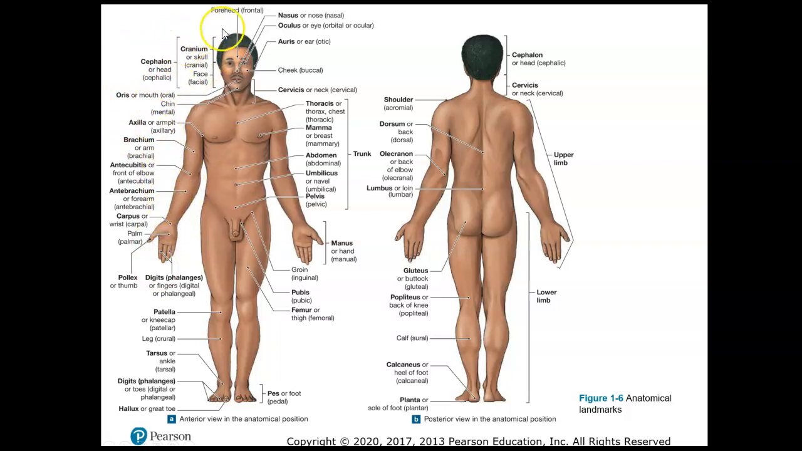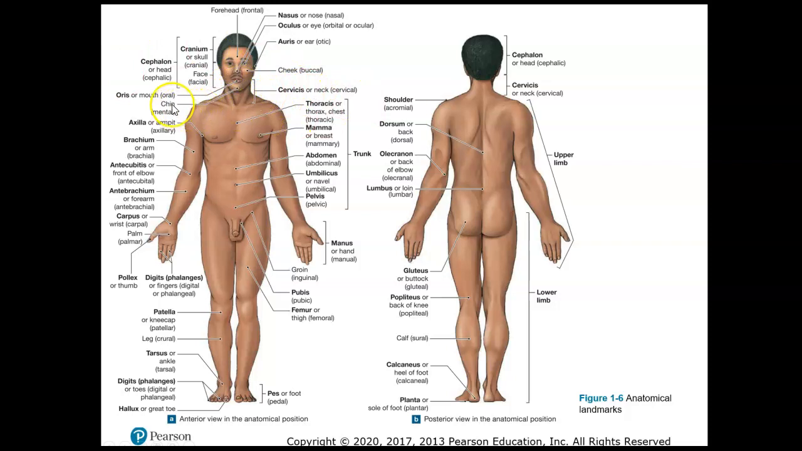Okay, so we're going to start at the very top. The forehead is the frontal region. So you need to know the term frontal. The entire head is known as the cephalon or cephalic region. The skull part is known as the cranium or cranial region. And then the facial part of the head is known as the face or the facial region. The mouth is known as the oris or the oral region. The chin is the mental region.